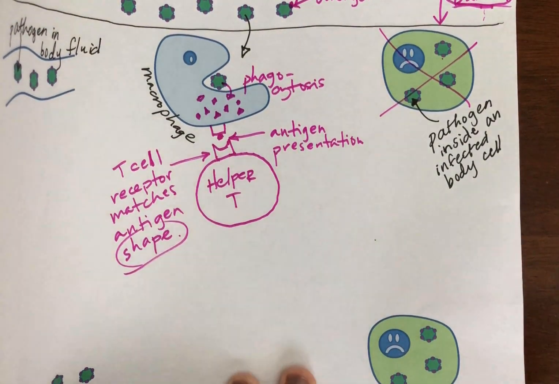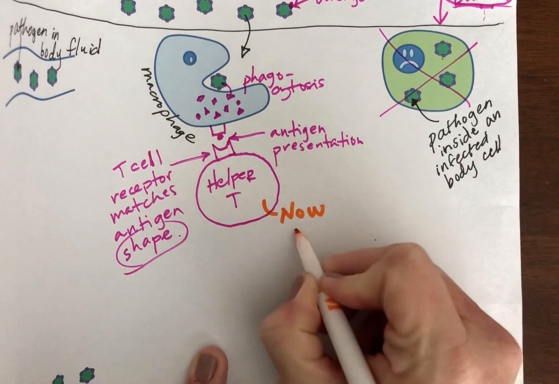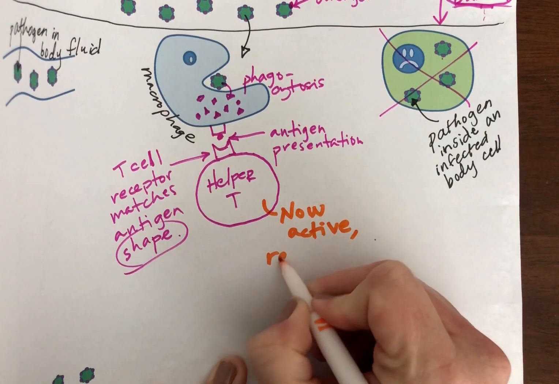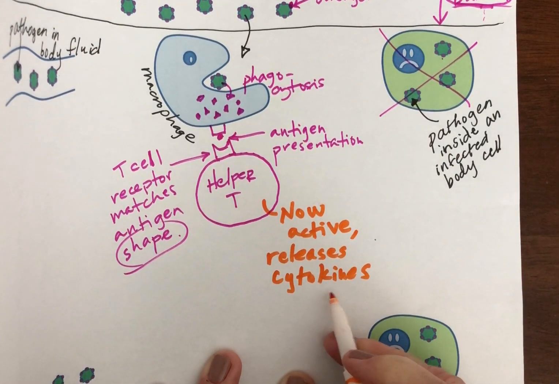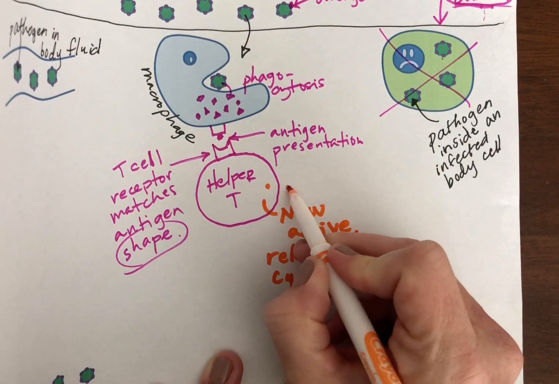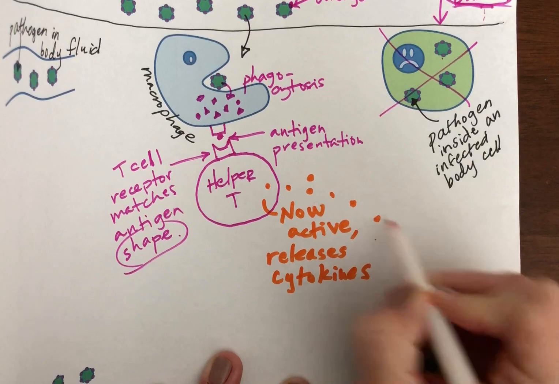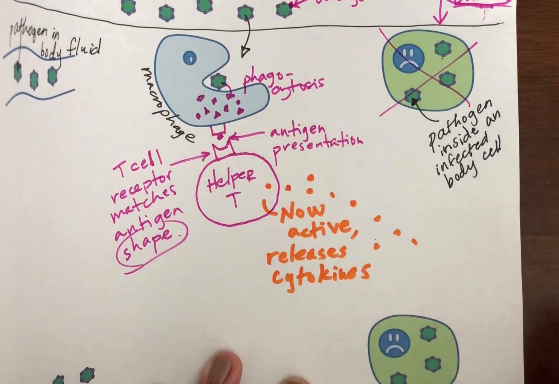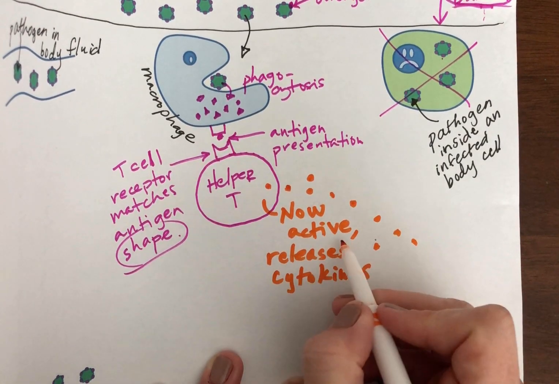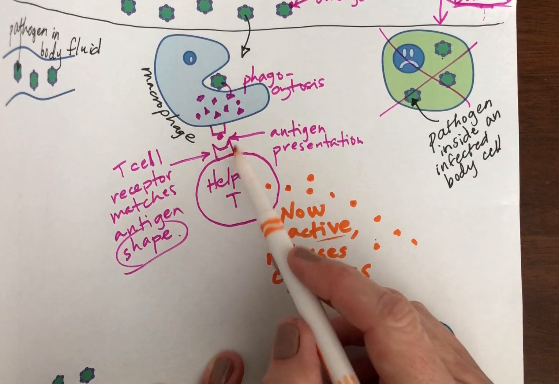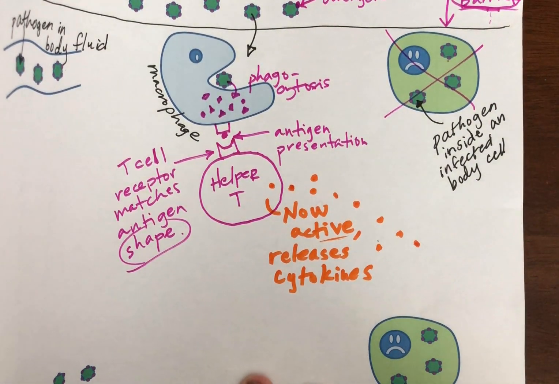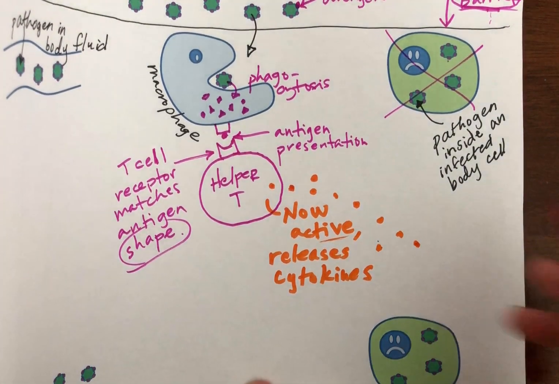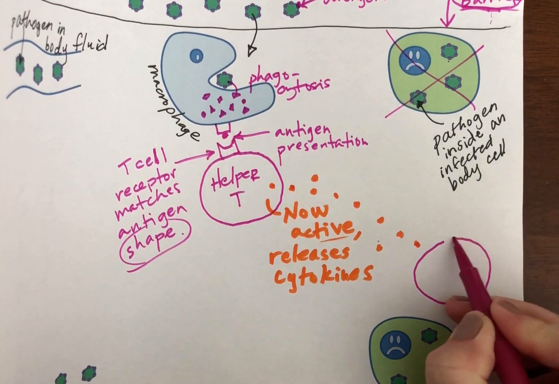And the way we do that is, like I said before, the helper T, now active, I'm switching colors here, is going to release a new molecule called a cytokine, or plural cytokines. And so those cytokines, again, they're only produced and released after antigen presentation. So after activity is generated by the recognition of the antigen presented to the helper T, these cytokines are going to activate another cell type, and that cell type is the cytotoxic T.